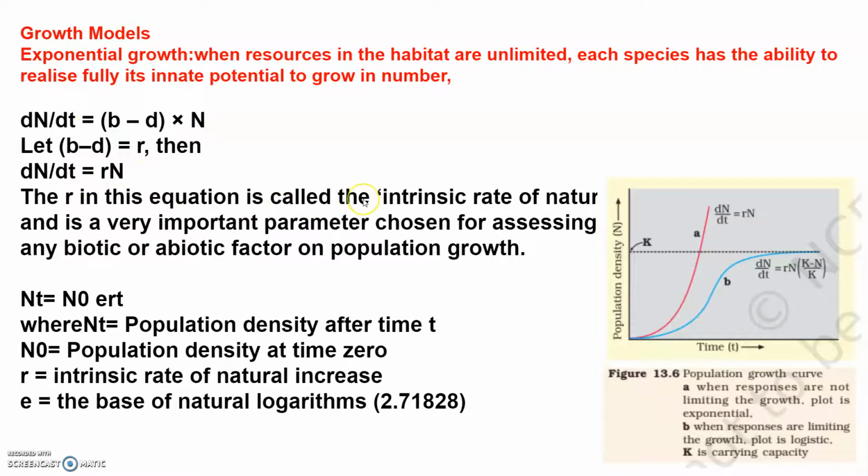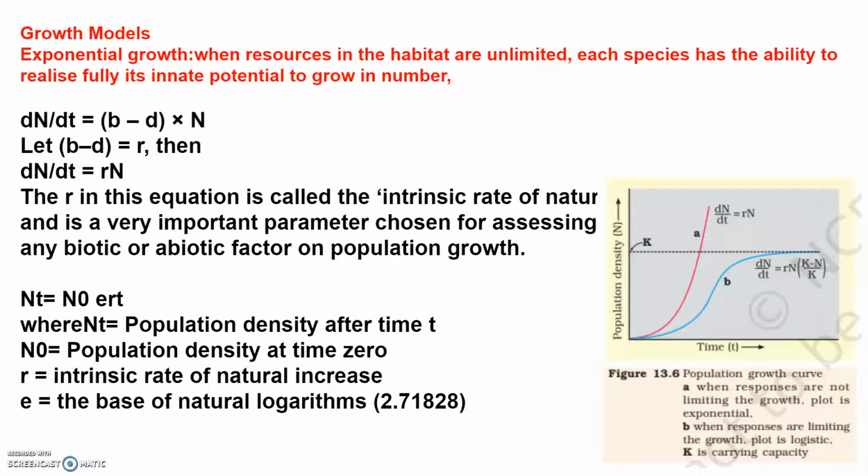Here r in this equation is called the intrinsic rate of natural increase, and is a very important parameter which is chosen for assessing the impact of any biotic or abiotic factor on population growth. So to give you some idea about the magnitude of r values, for the Norway rat the r is 0.015 and for the flour beetle it is 0.12. In 1981 the r value for the human population in India was 0.0205.